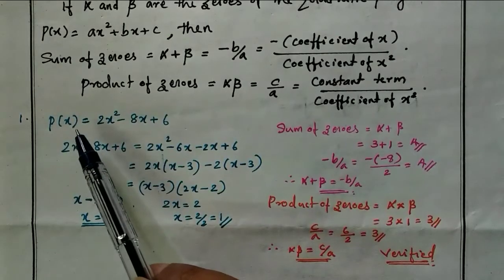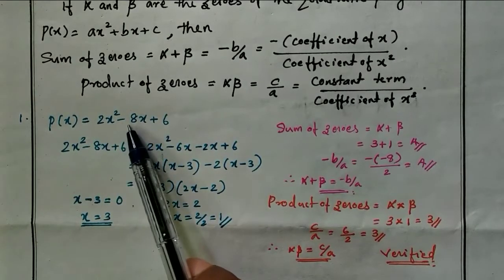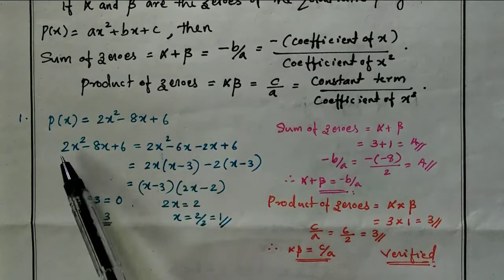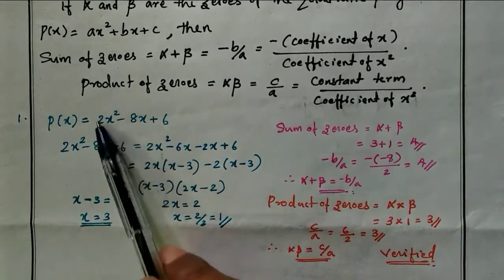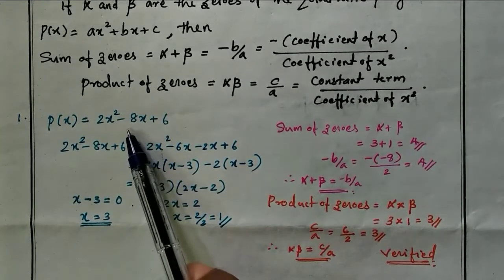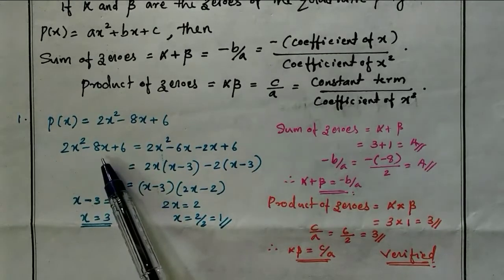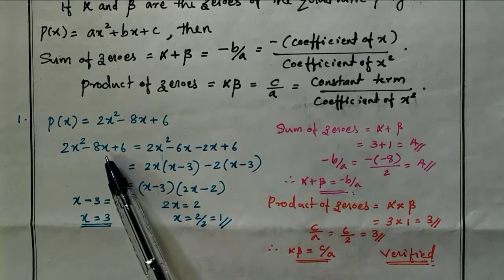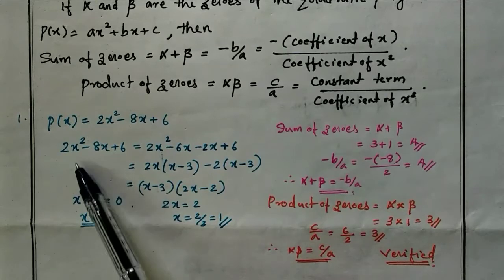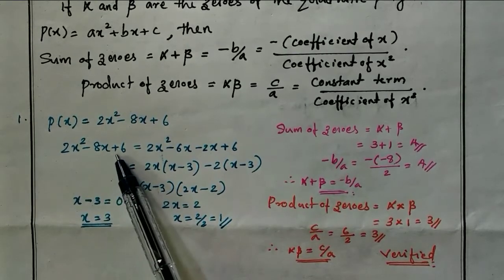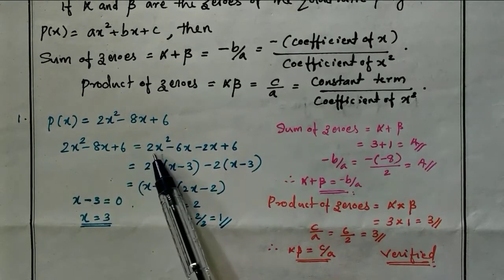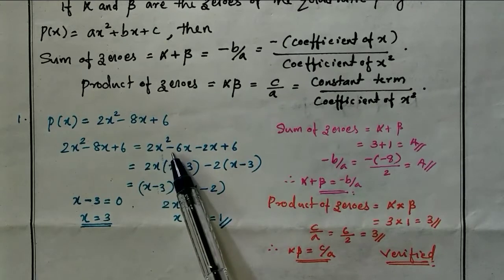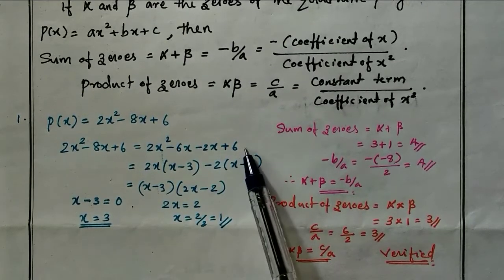Let us take one example, p of x equal to 2x square minus 8x plus 6. So first of all we need the 2 zeros. How to find the 2 zeros? Already you learned in 9th standard, split the middle term. So 2x square minus 8x plus 6 can be written as 2x square minus 6x minus 2x plus 6.